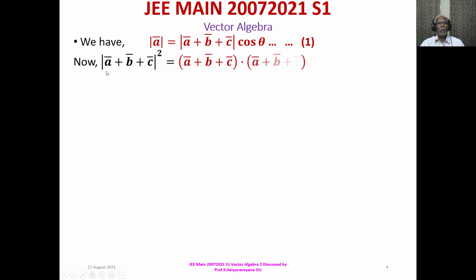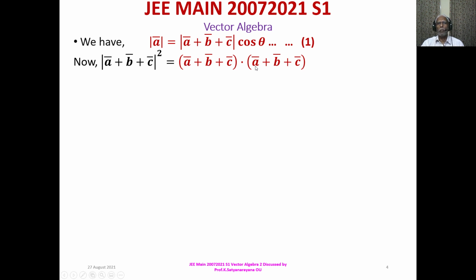We have that vector here. Modulus of A bar is equal to modulus of A bar plus B bar plus C bar into cos theta. That is equation 1. Now, modulus of A bar plus B bar plus C bar square is equal to the vector dot itself. That is A bar plus B bar plus C bar dot product with A bar plus B bar plus C bar. So you see, A bar dot A bar is mod A bar square, A bar dot B bar is 0, A bar dot C bar is 0.